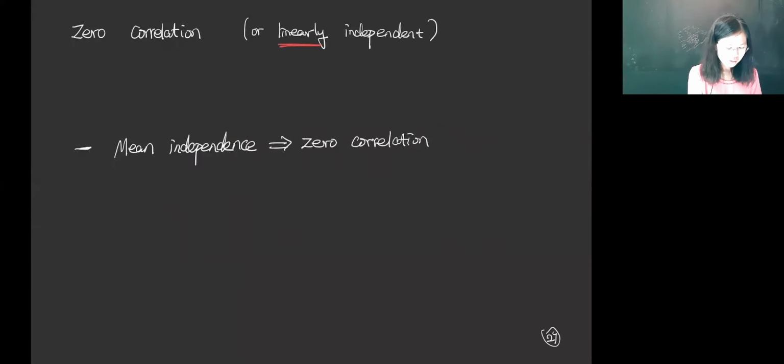Now let's talk about the third mode of independence, which is also called zero correlation. Zero correlation is sometimes called linearly independent, linear independence. The definition of zero correlation is simple. It's correlation or covariance between x and y equals 0. If that holds, then x and y are uncorrelated or linearly independent. We're going to show that mean independence implies zero correlation.